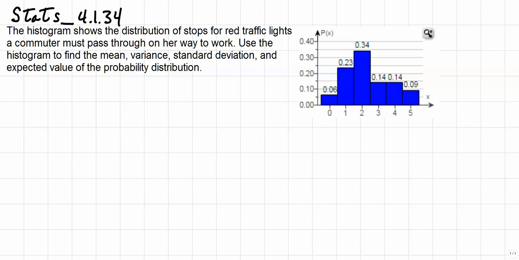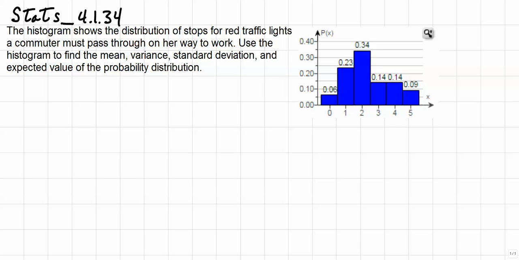The histogram shows the distribution of stops for red traffic lights a commuter must pass through on her way to work. Use the histogram to find the mean, variance, standard deviation, and expected value of the probability distribution. To the right, you'll see the graph that we're going to be using for this particular problem.